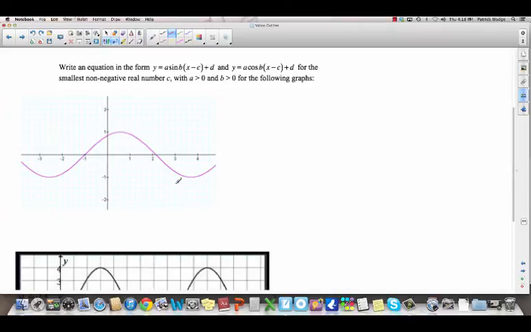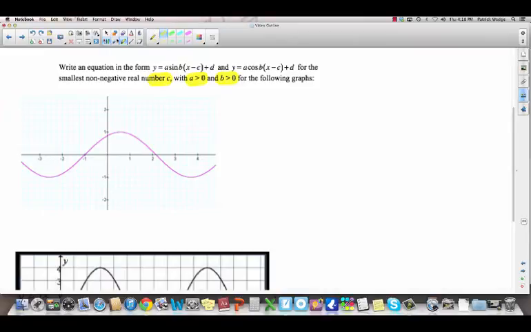Even in that case, there's multiple graphs, because maybe this thing shifted a little bit to the right, or maybe it shifted way over to the right, or maybe it shifted to the left, or way over to the left. So they give us some rules to follow here. A has to be positive, B has to be positive, and C has to be non-negative. So C has to be positive, or it can be 0.